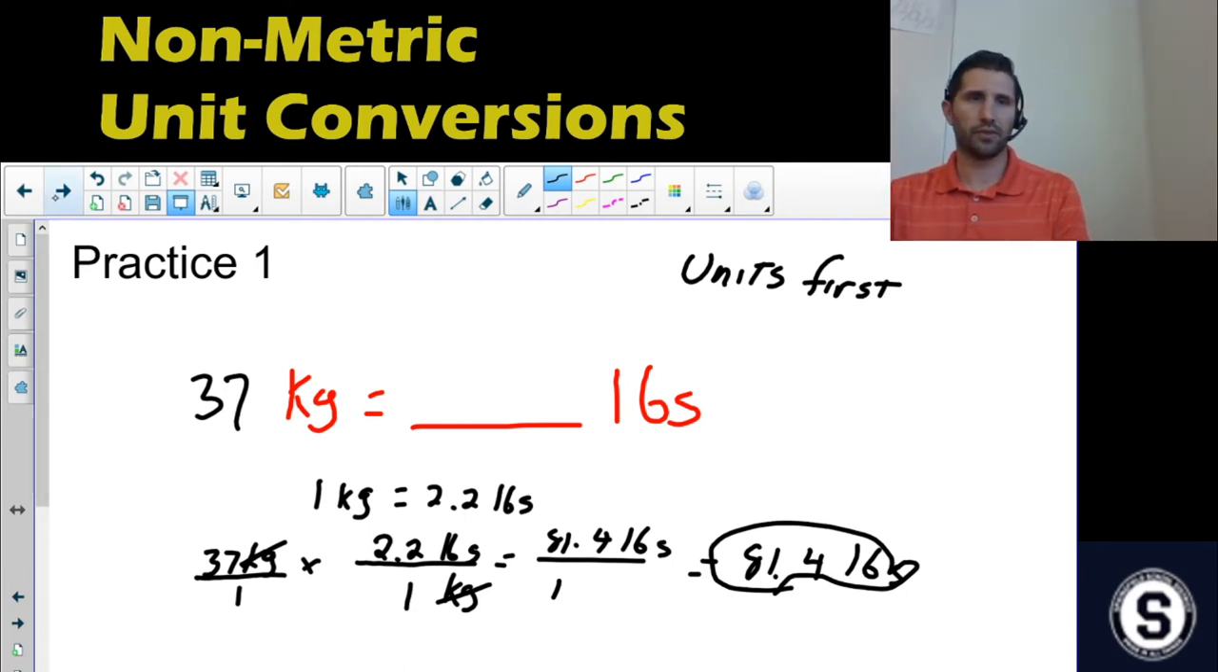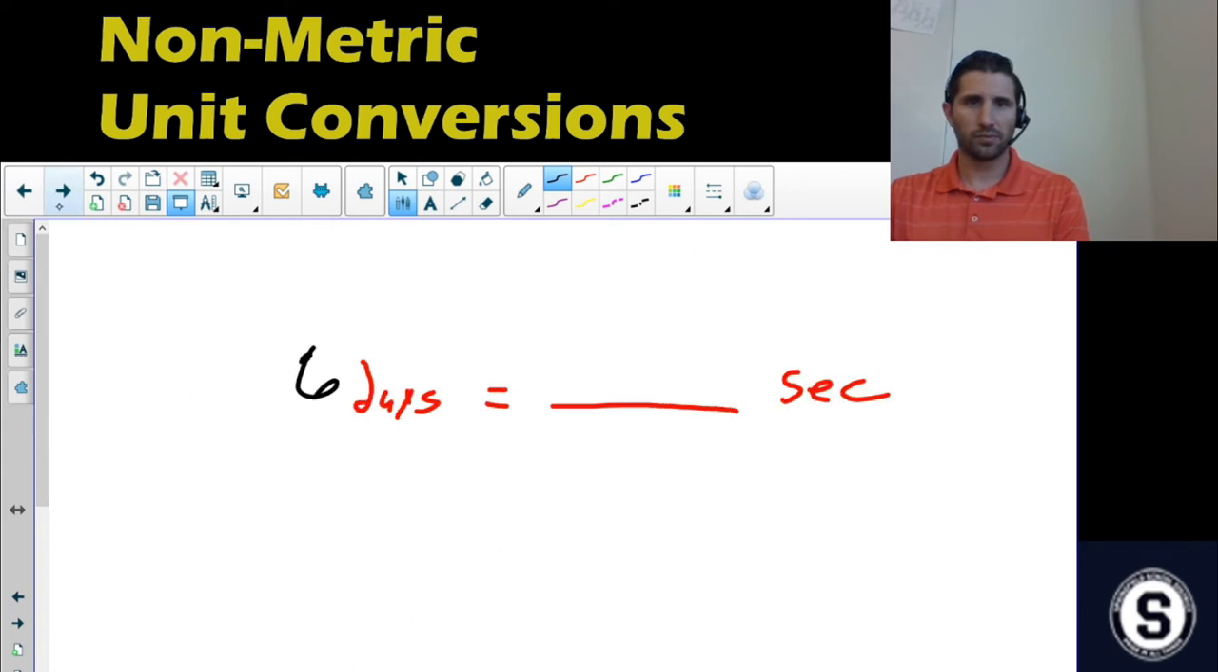Okay, let's look at another example. All right, so this one says 6 days equals how many seconds? All right, so I'm going to write out 6 days.